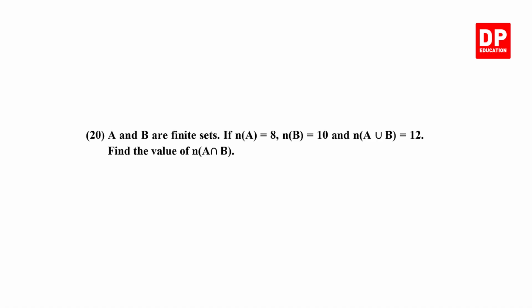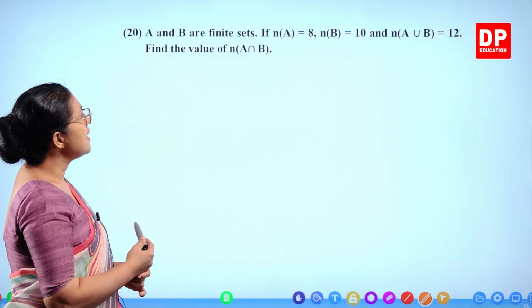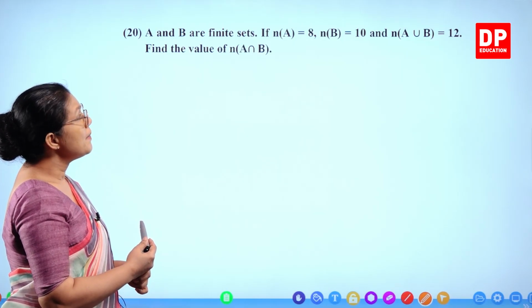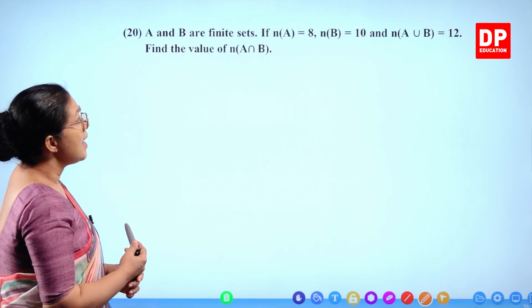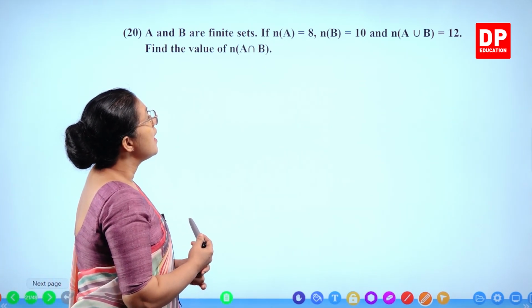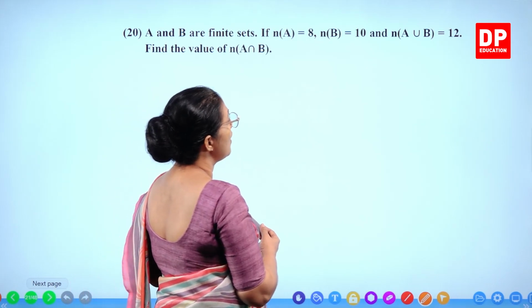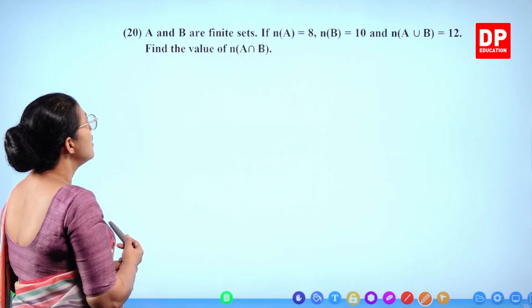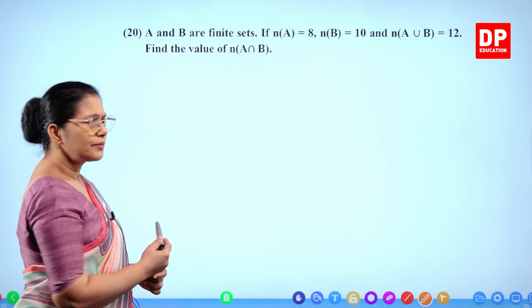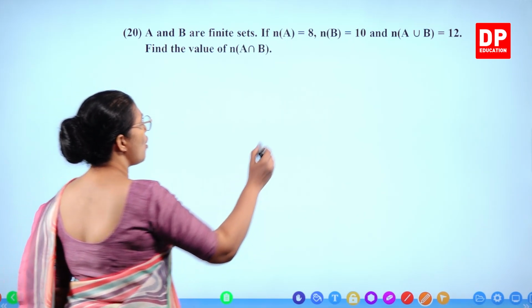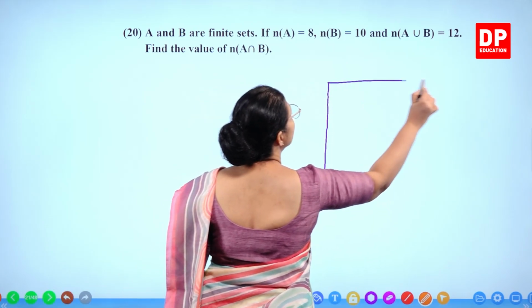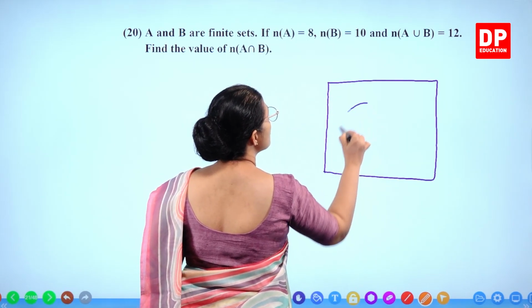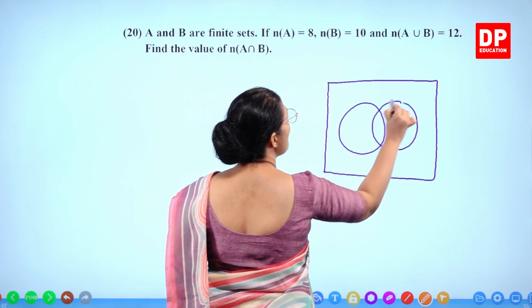Question number 20. A and B are finite sets. Number of elements in A is 8. Number of elements in B is 10. And the number of elements in A union B is 12. Find the value of the intersection part. So either you can draw a Venn diagram and do the question, or you can use the formula.